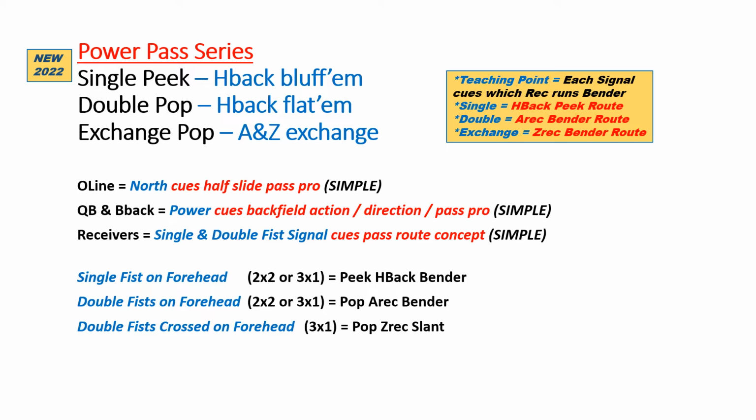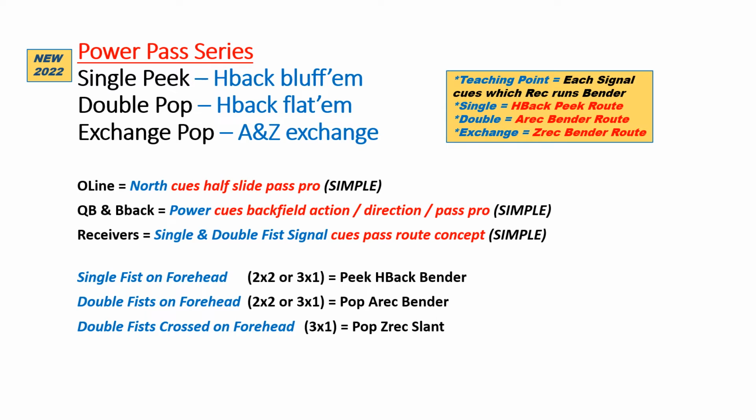So rules throughout the series: the O-line, the North Q's half slide pass pro to keep it simple. The quarterback and the B-back then will always do a power backfield action and the direction of the power play and do our normal half slide pass pro. Again, simple. And then last, receivers, the signal, single or double, or exchange cues the pass route concept that we're using.